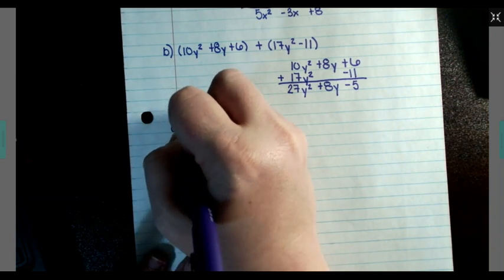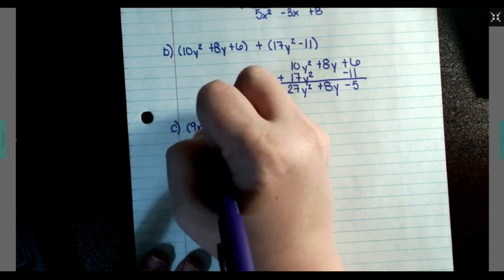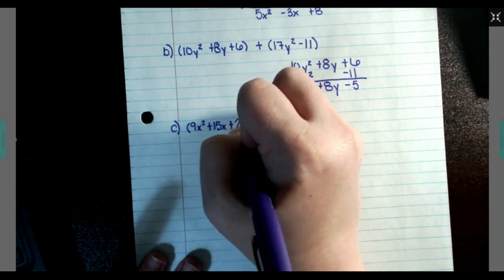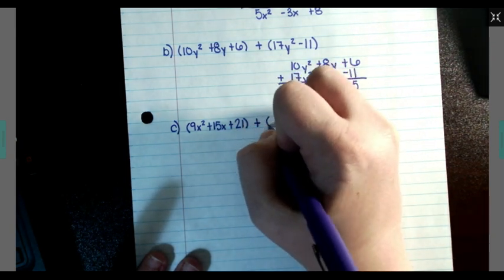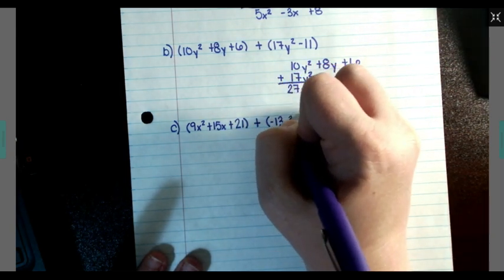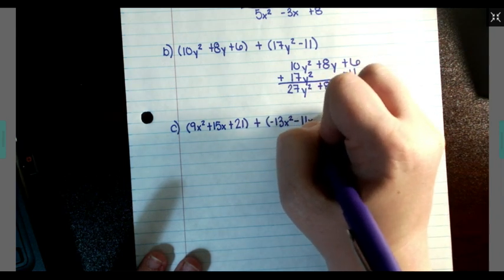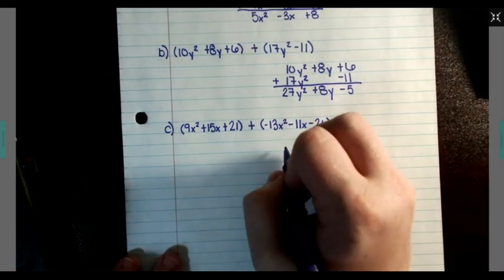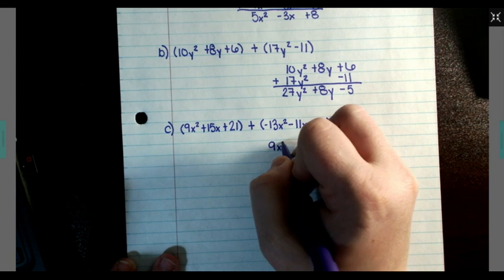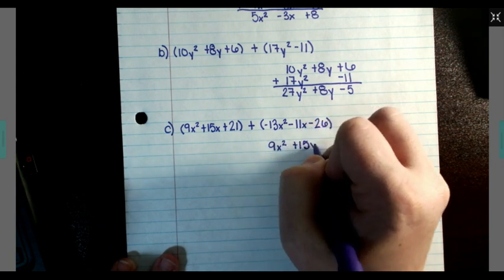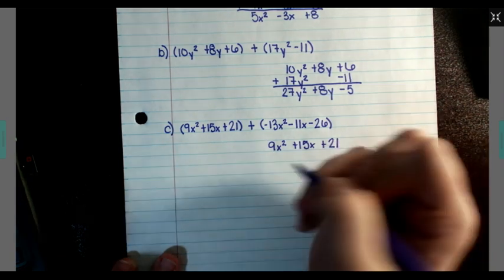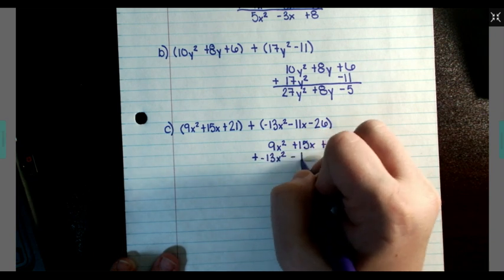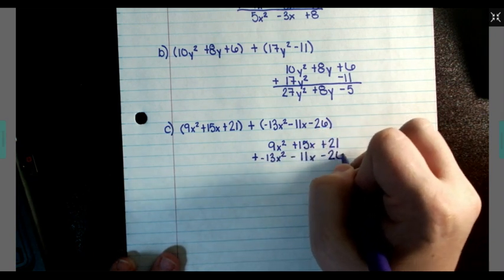Letter C says 9x squared plus 15x plus 21 added to negative 13x squared minus 11x minus 26. So we're going to stack these. I got 9x squared plus 15x plus 21. And we're going to add negative 13x squared minus 11x minus 26.